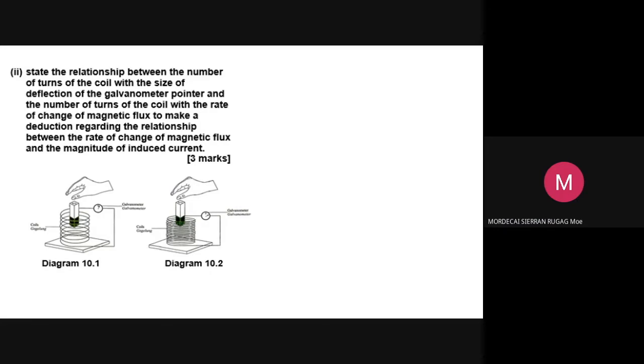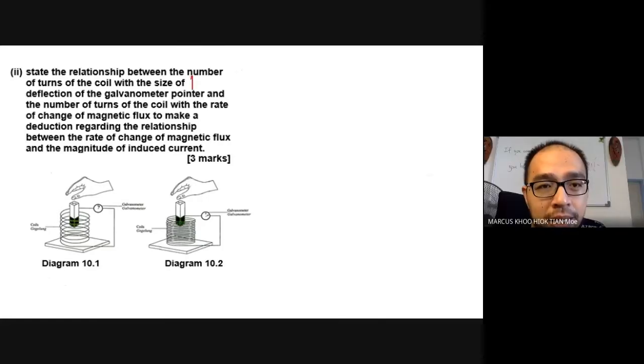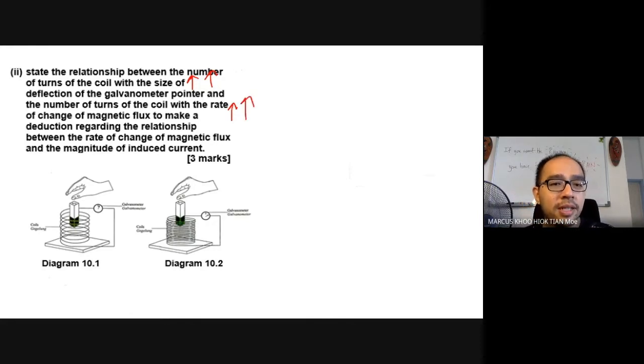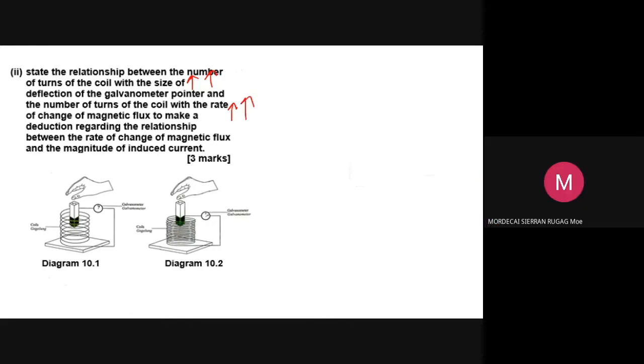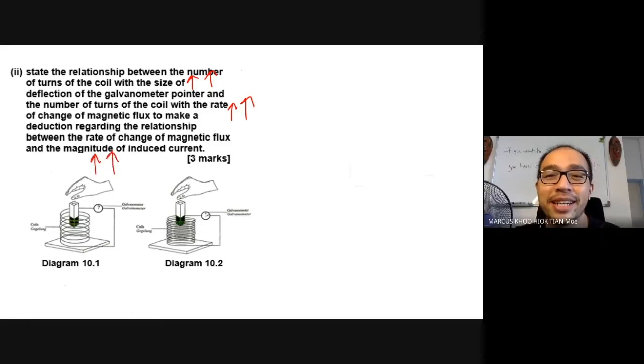The bigger the number of turns, the bigger the size of deflection. Okay, bigger and bigger. Number of turns and rate of change? The bigger the number of turns, the bigger the rate of change. Okay, rate of change and magnitude? The bigger the rate of change, the bigger the magnitude. Okay, so everything is just bigger and bigger.